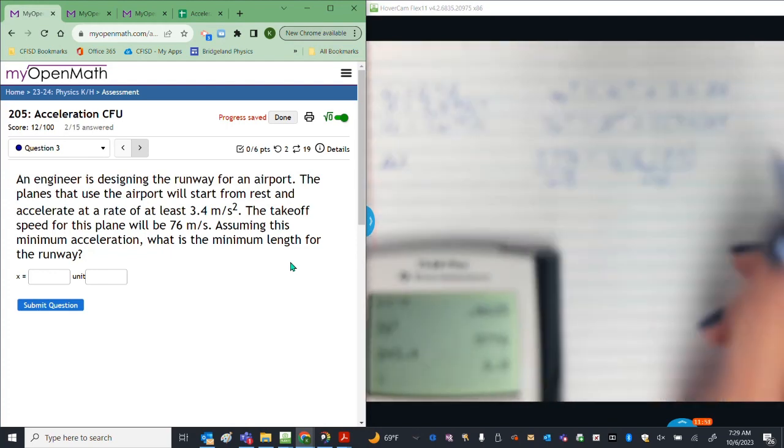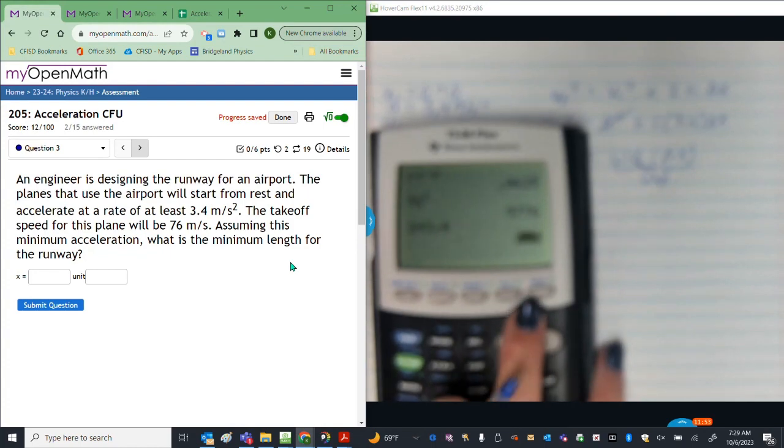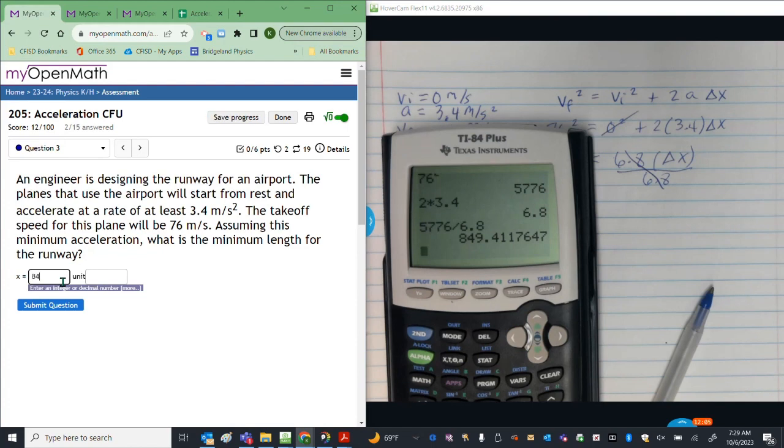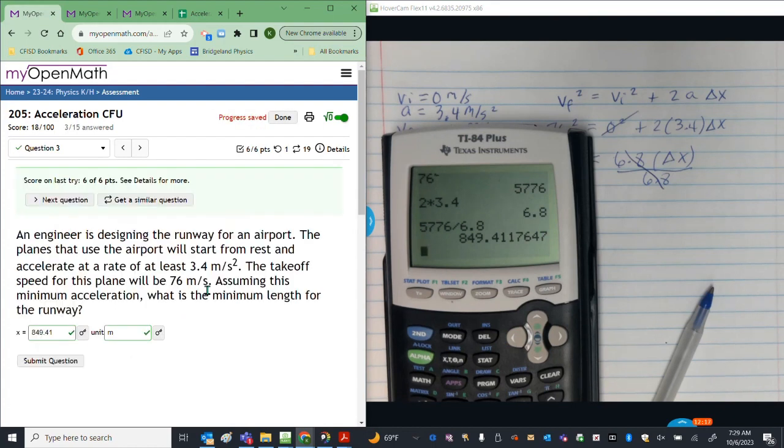So I'm going to take my answer in the calculator and divide it by 6.8, and I'm going to get 849.41 if I'm rounding it. You should have 2 decimals on all your answers on My Open Math unless it tells you otherwise, and that's going to be in meters. Any questions about that one? Again, that one about 17% of you missed, so again, if you have a question, please let me know.